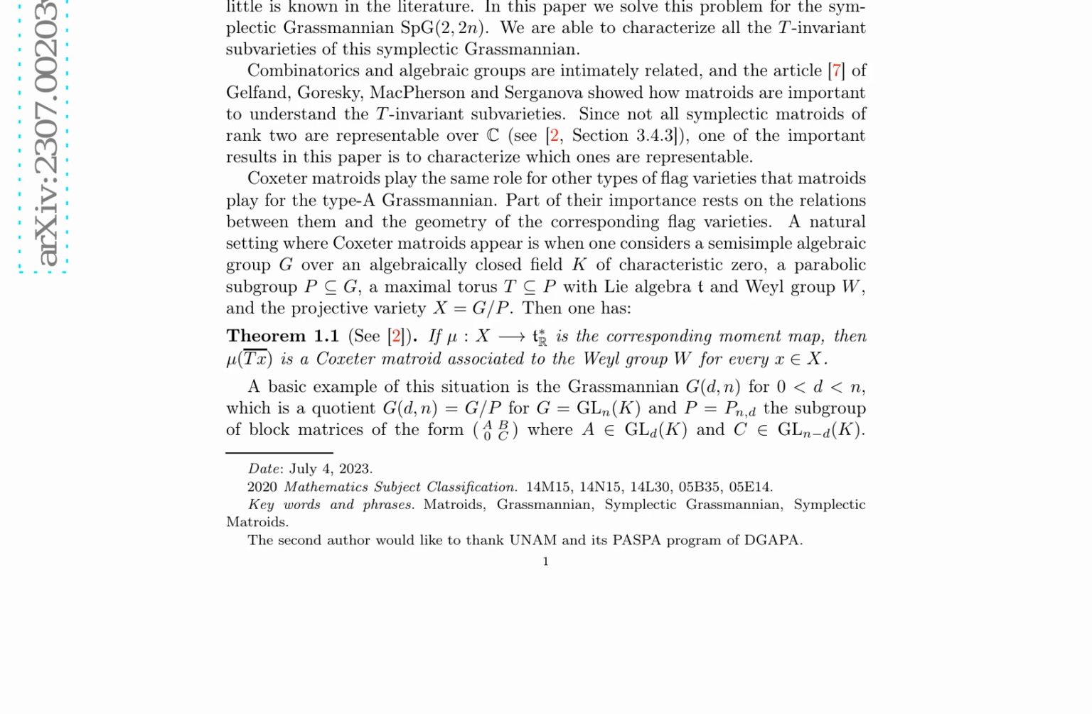This theorem is fundamental in characterizing invariant subvarieties of the symplectic Grassmannian SPG 2n. The author's findings contribute to a deeper understanding of the relationship between combinatorics, algebraic groups, and geometry, particularly in the context of symplectic Grassmannians and Coxeter matroids.